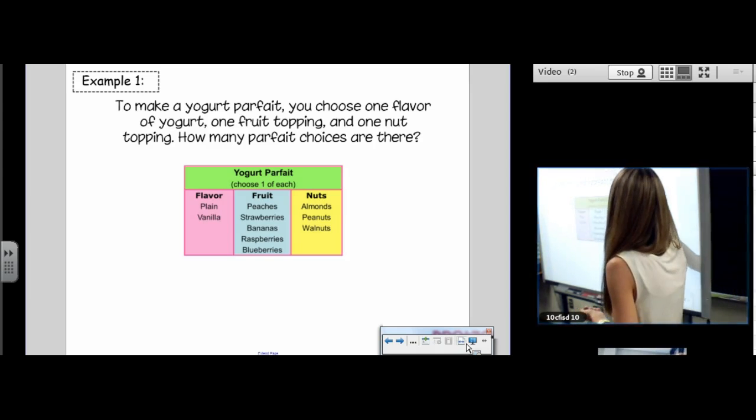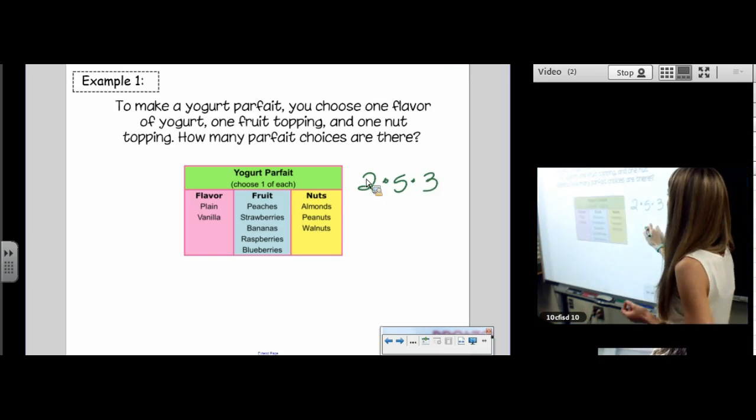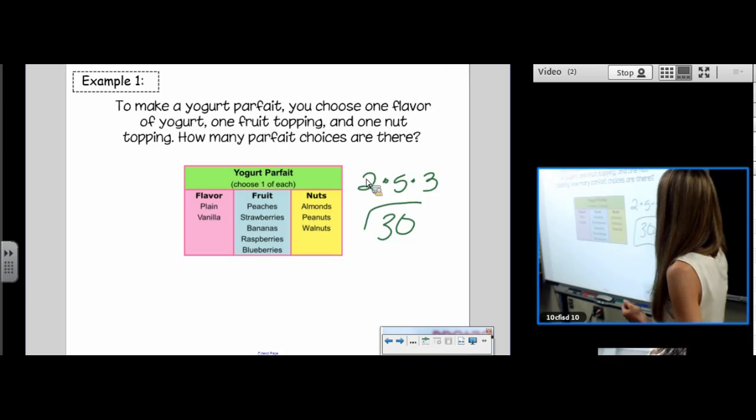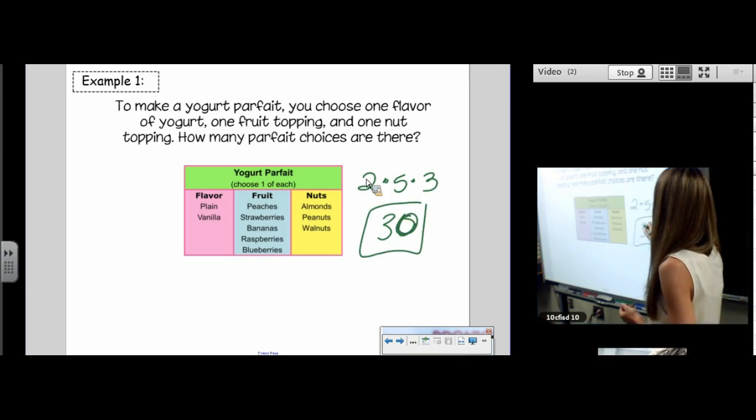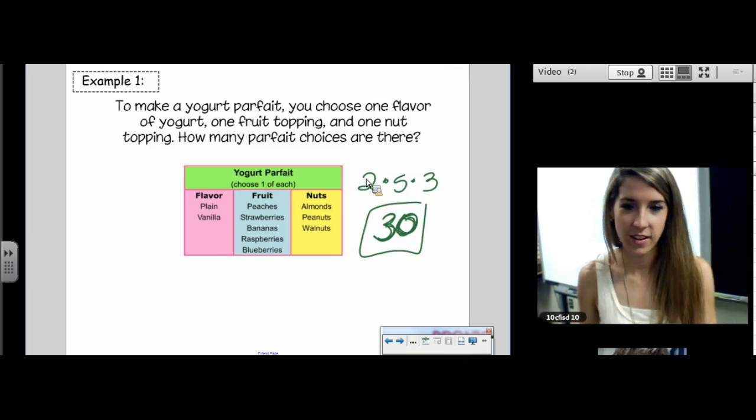So this is super easy, right? 2 times 5 times 3. 30 different parfait choices from your favorite local frozen yogurt place. Okay.